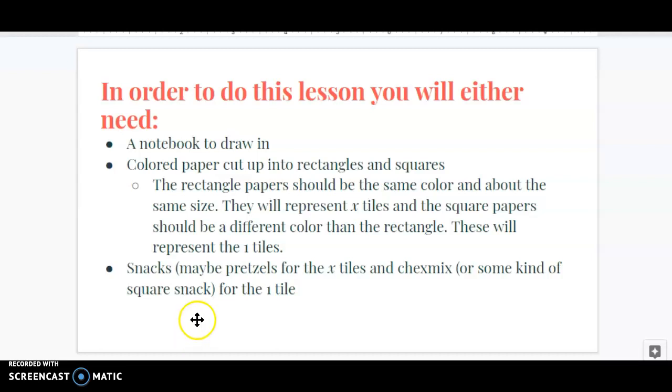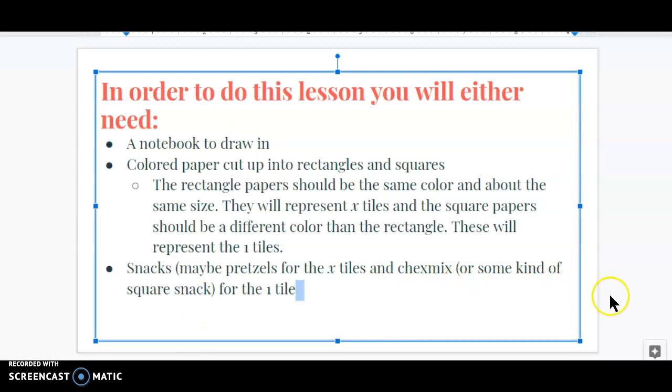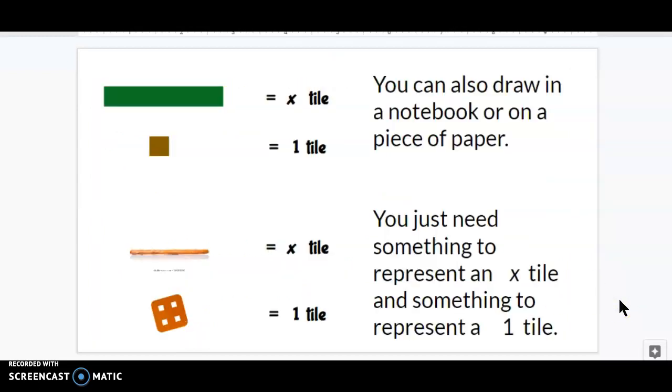So what do I mean by that? Here we go. On the next slide, this is an X tile right here, and then this is a 1 tile. It's just worth 1. You can also draw it on your piece of notebook paper or in your notebook. You just need something that's going to represent the X and something that's going to represent a 1 tile. So here's an example: if you were going to use pretzels, this long pretzel could be your X tile, and then the little square Chex Mix or snack can be 1 tile.